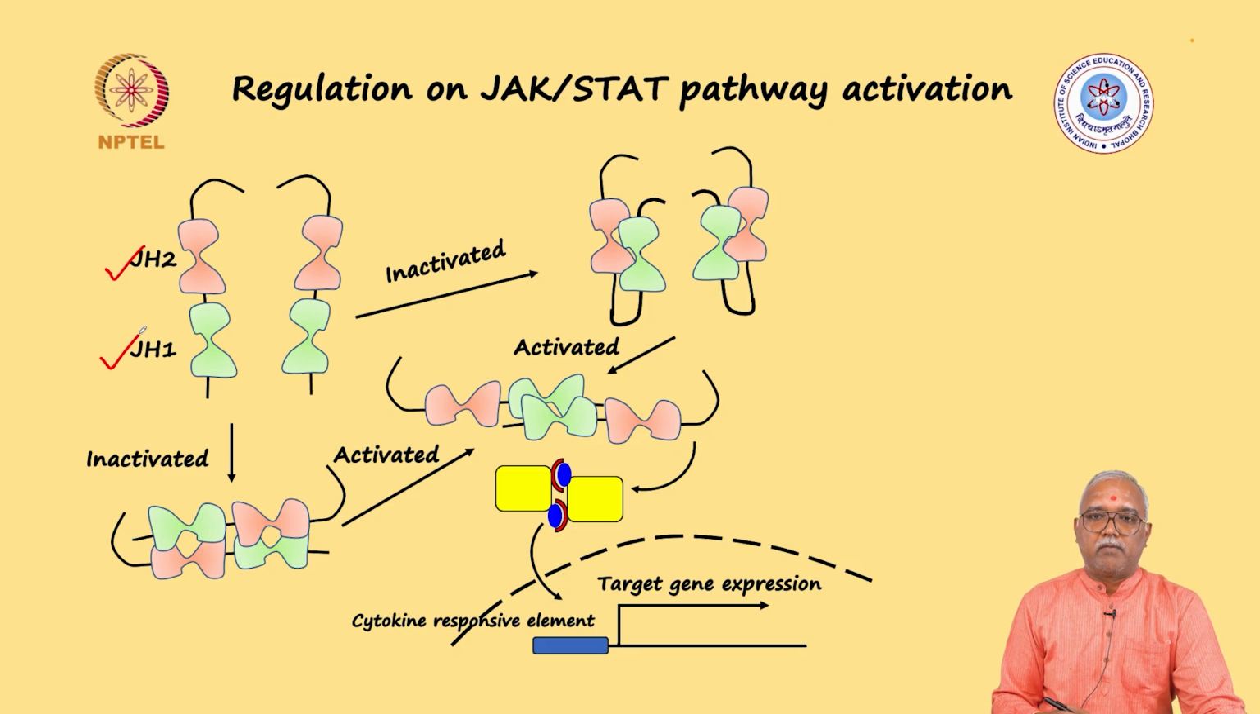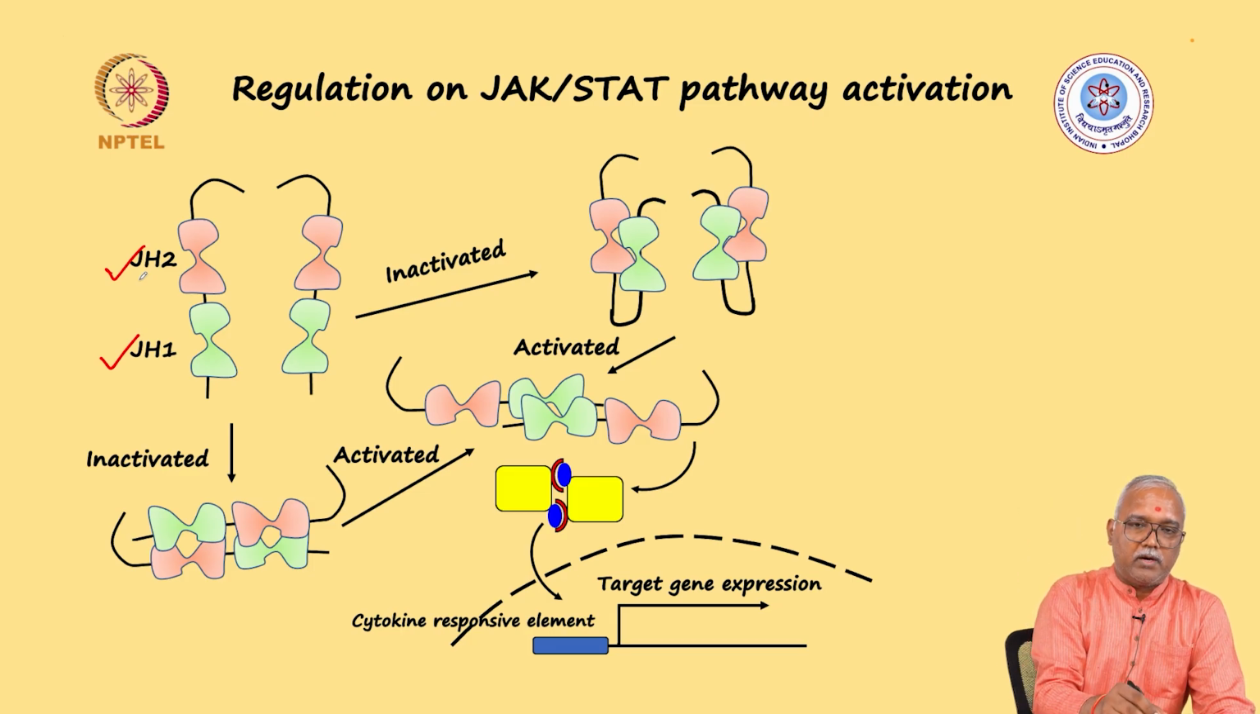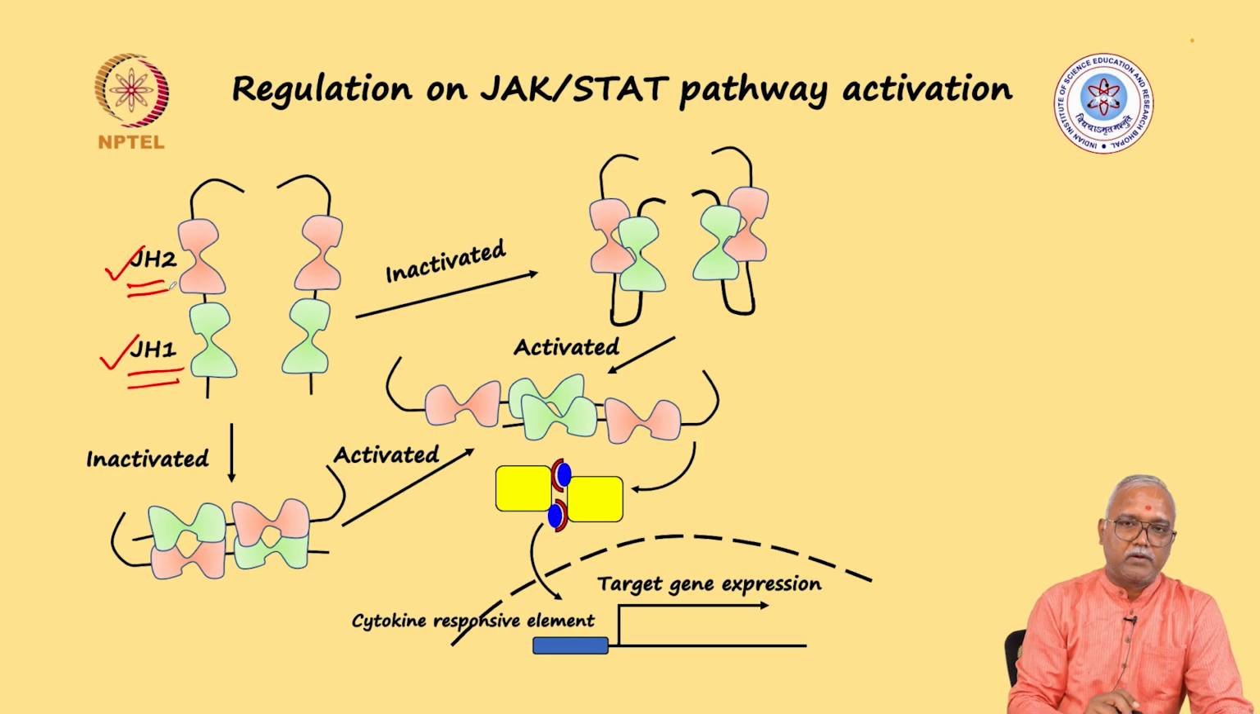There could be regulation on the STAT molecule. We know that its phosphorylation is critical, dimerization is critical. But what is happening at the JAK level itself? JAK has a domain arrangement where you have multiple domains. We saw earlier that it has a receptor binding domain, it has an SH2 domain, it has a kinase domain, and it has a pseudokinase domain. So here, consider this as the C-terminal tail of the JAK molecule. The two domains are here called JH1 and JH2.